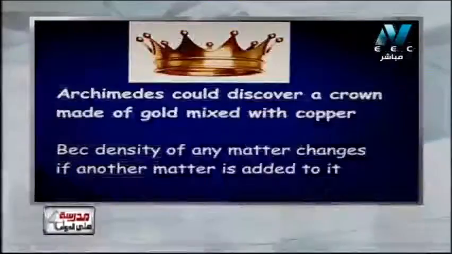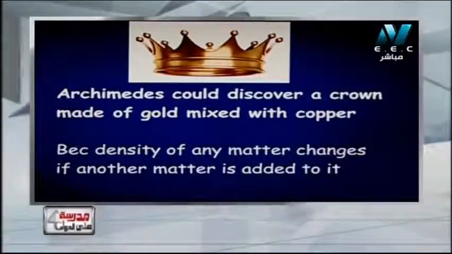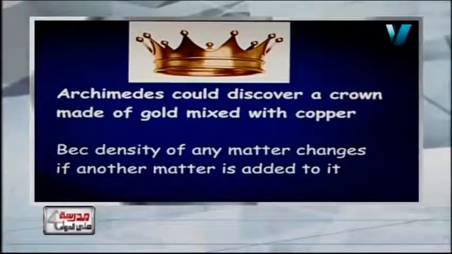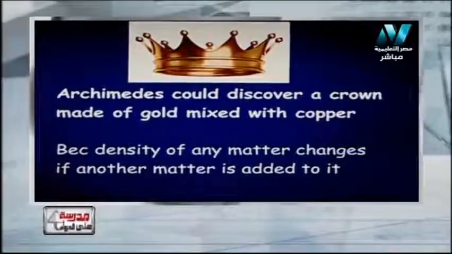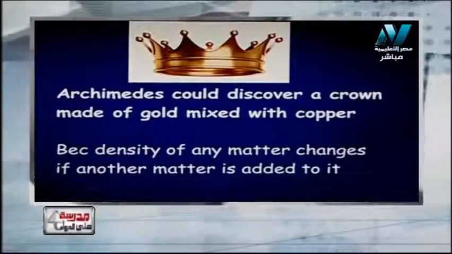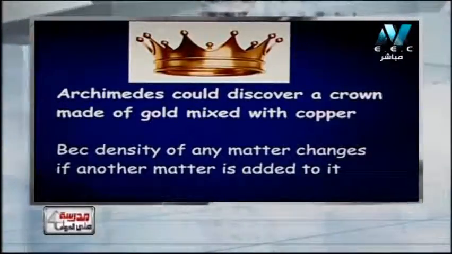عشان كده نقدر نقول ده سؤال جبريزون مشهور جدا. Archimedes could discover a crown made of gold mixed with copper. ليه Archimedes قدر يكتشف ان الكراون ده مختلط بالكبر؟ Because density of any matter changes if another matter is added to it. كثافه الماده كده بتتغير لو ضفت لها اي حاجه ثانيه. الكثافه دي حاجه زي ما قلنا من شويه physical property، خاصيه فيزيائيه مهمه جدا ما بتتغيرش بتغير الماده، حاجه ثابته، رقم ثابت ما ينفعش يتغير مهما غيرنا او حتى شكلنا الماده.